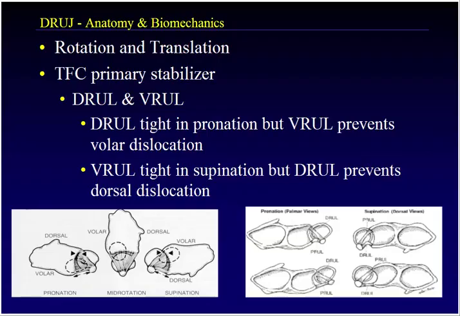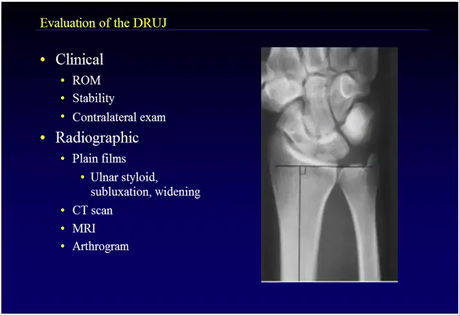Evaluation of the DRUJ clinically consists of assessment of the range of motion and stability, as well as examining the contralateral extremity. Again, on the radiographs, you're looking on the plane films for widening on the AP view, dorsal displacement on the lateral view. CT scan, MRI, and arthrogram can sometimes be useful as well.